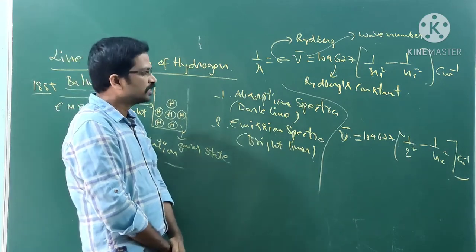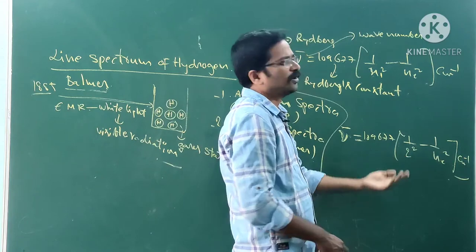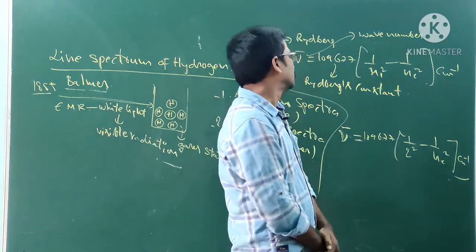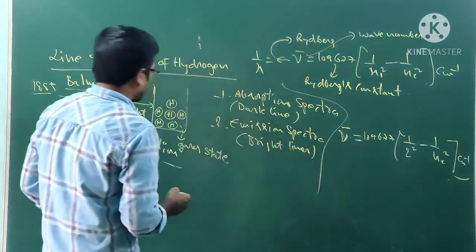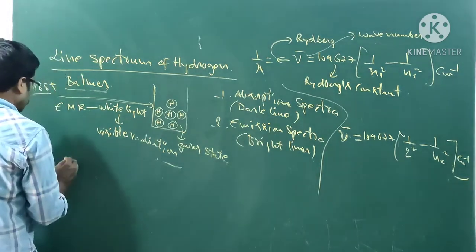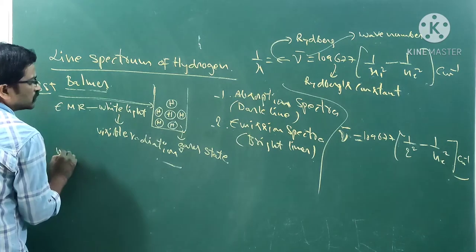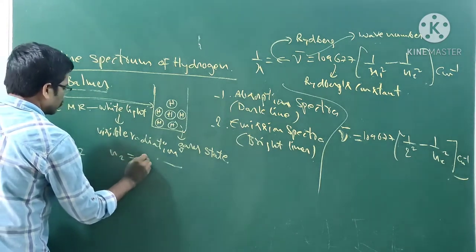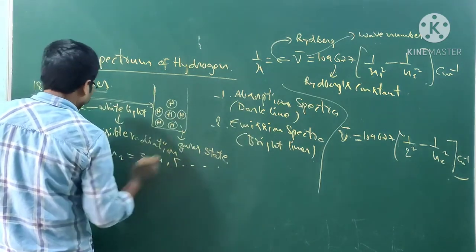Okay, from this we understand the Balmer lines. Okay, let us understand these Balmer lines. Whenever an electron goes to n1 is equal to 2, n2 is equal to higher numbers: 3, 4, 5 and so on.